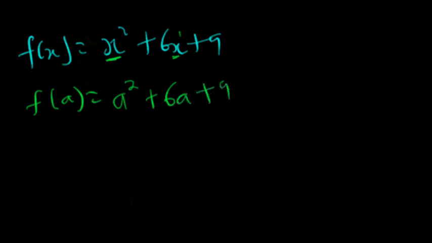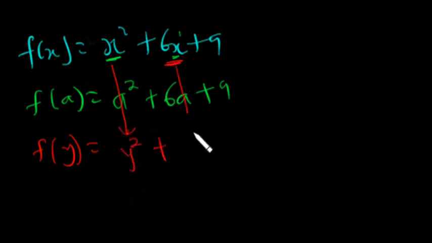In the same vein, if you are asked to find, say, f of y, it means that now the function is made up of y, or you put y into the function, because the function itself is f of x equals x squared plus 6x plus 9. That is, the function has the independent variable x. So if you are given f of y, it means wherever you have x, you put y there. So here we have x squared, and here it's going to be y squared. Here we have 6x, here is going to be 6y plus 9.